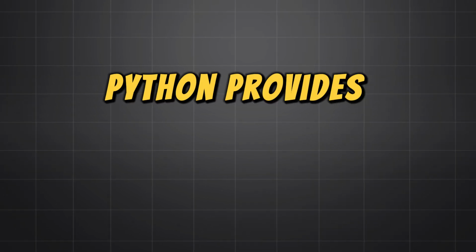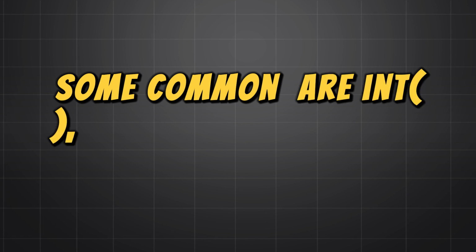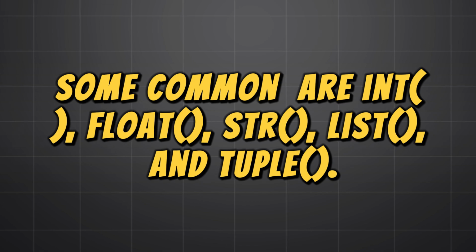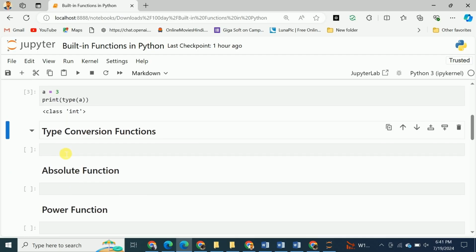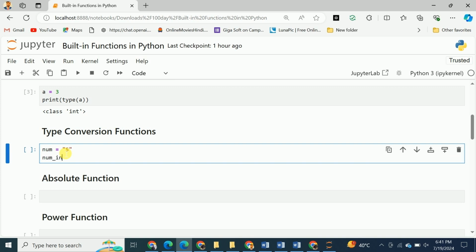Type conversion functions. Python provides functions to convert data types. Some common ones are int, float, str, list, and tuple. For example, num = 5, num_int = int(num).